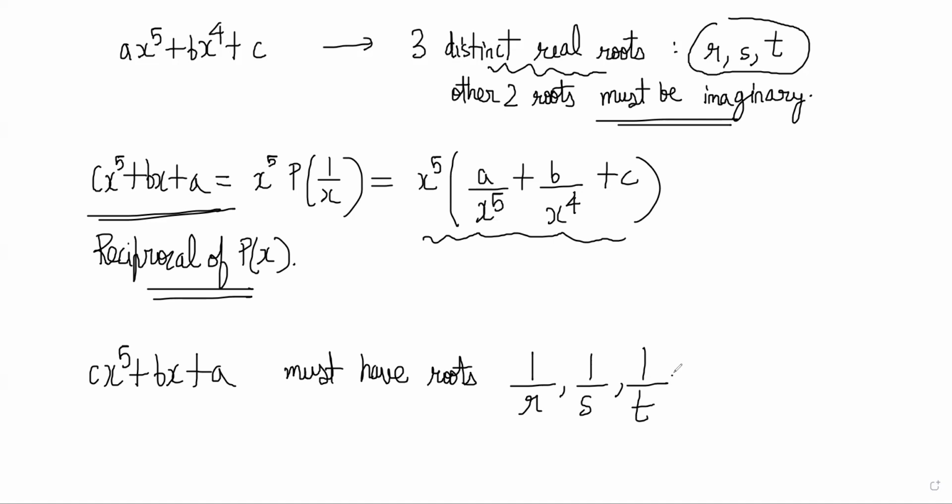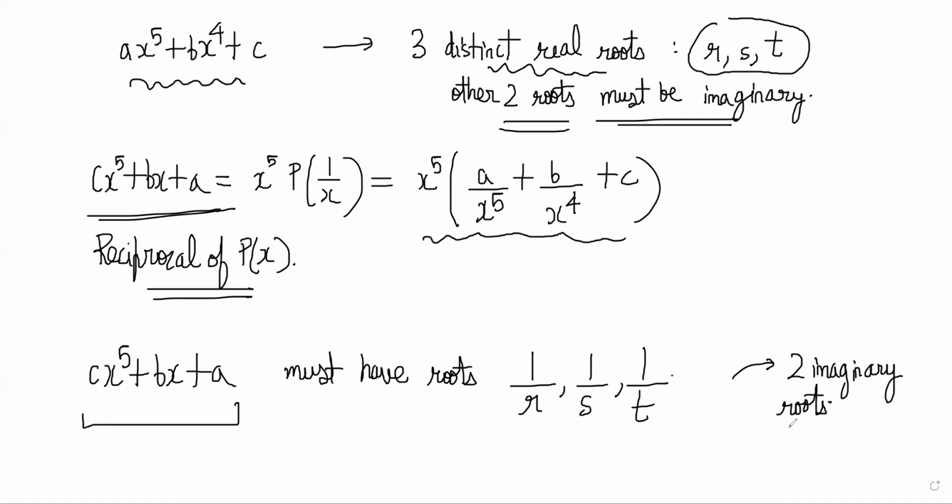So the two remaining roots of the original polynomial were imaginary. Therefore, the two other roots of this polynomial must also be imaginary. Two imaginary roots and three real roots, which are 1/r, 1/s, and 1/t. So the first part of the problem was basically confirming that 0 is not a root.